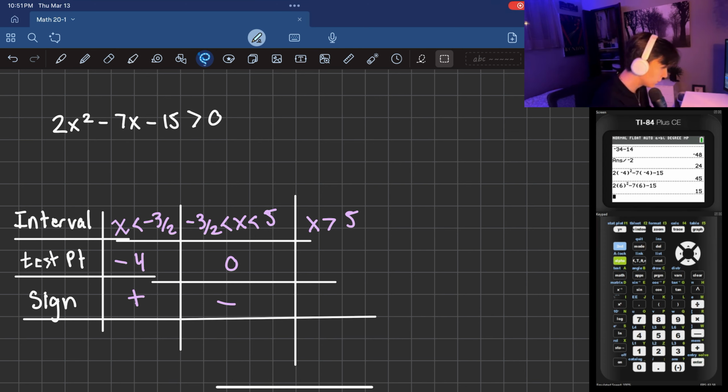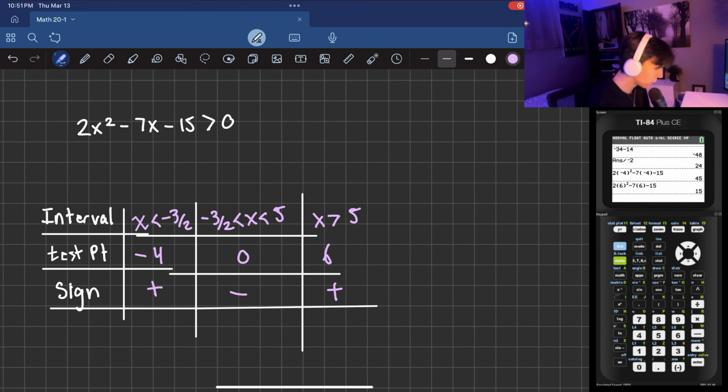So we get 15. And that gives us a positive number when you plug in -6, or sorry, 6. And that gives us a positive number. So basically, for this, we get a positive number where x is less than -3 over 2, and we get a positive number where x is greater than 5.